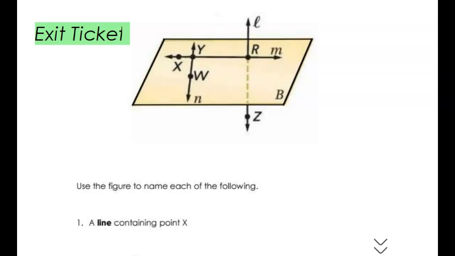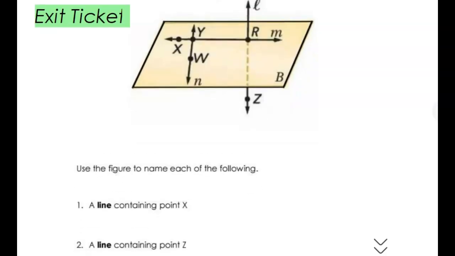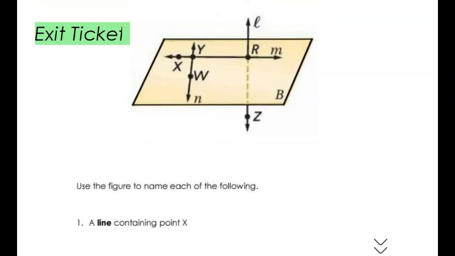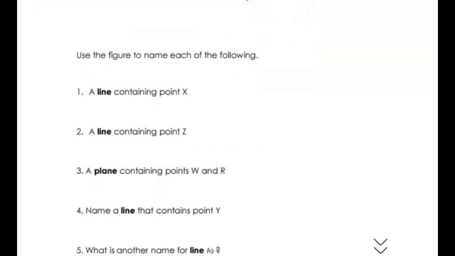Okay, front table. What is a line containing point X? So X is right here. What did y'all get? Line M, good. And you got the M from the little manuscript right here, and it's lowercase. So if you didn't put line M, it's okay. You maybe put something else. I want to hear another answer from that table. What other name could you give it?